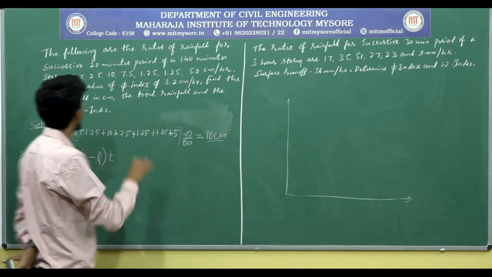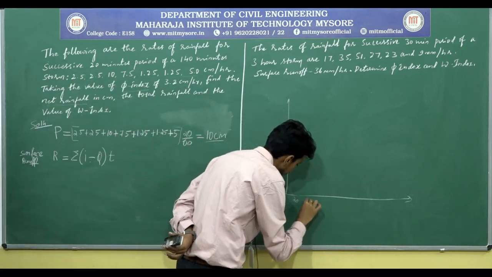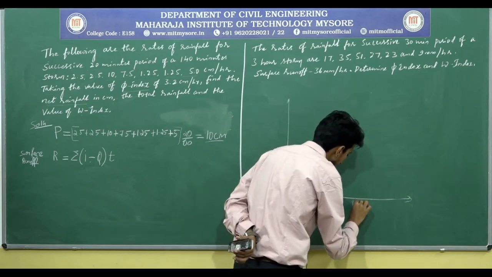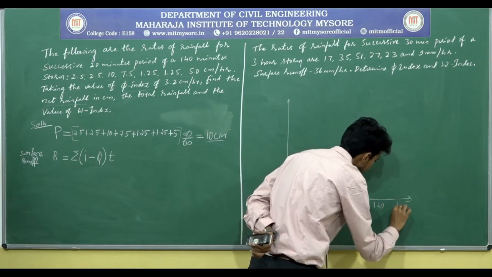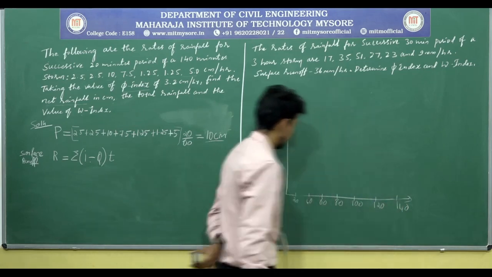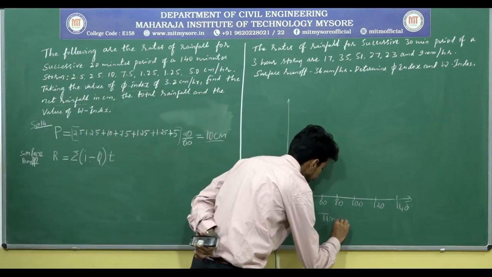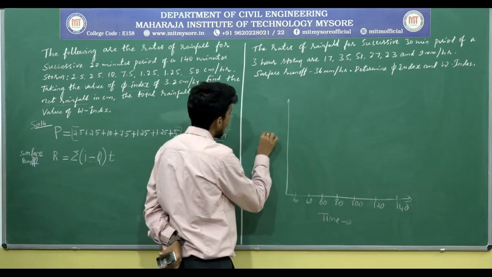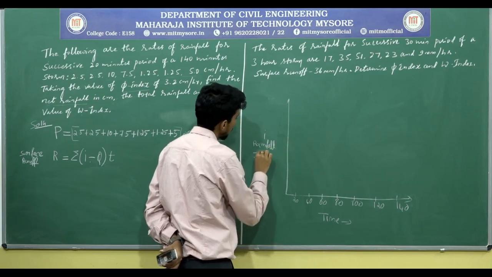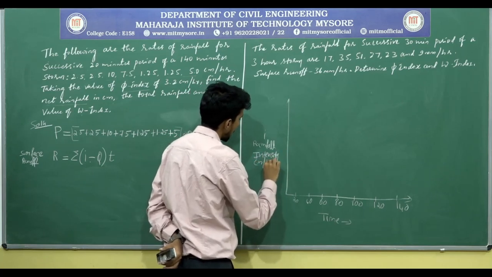The rainfall intensity has occurred for every 20 minutes: 20, 40, 60, 80, 100, 120, 140. On the x-axis is time t, and on the y-axis is I, the rainfall intensity, in centimeter per hour.